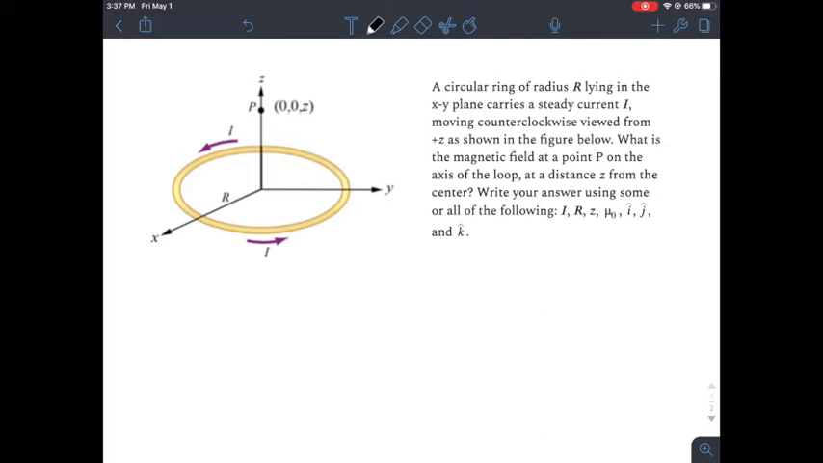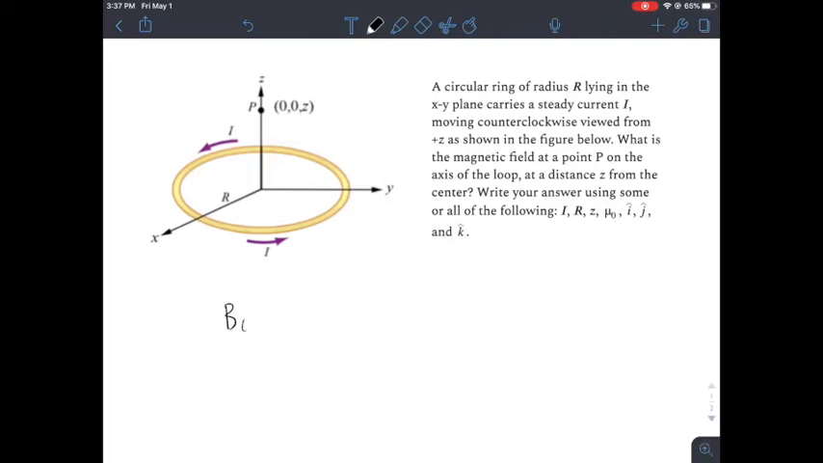Write the answer using the sum of all the following: I, R, Z, mu 0, i hat, j hat, and k hat. So I want you to pause the video, try on your own. After you try it, come back to the video and I'll show you how I did it.